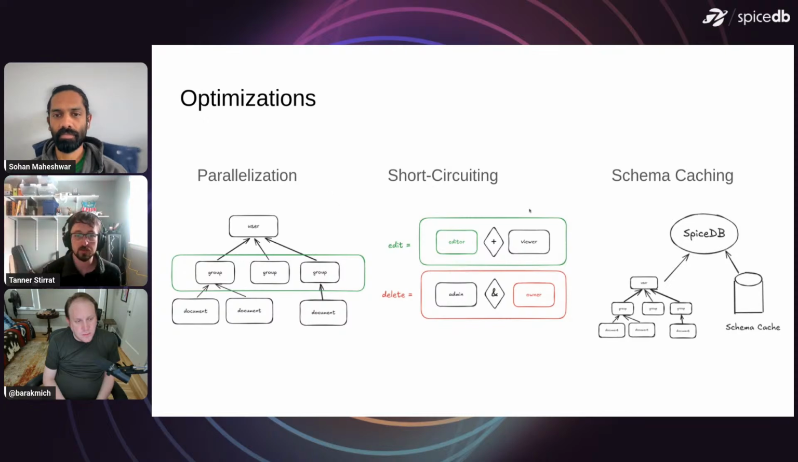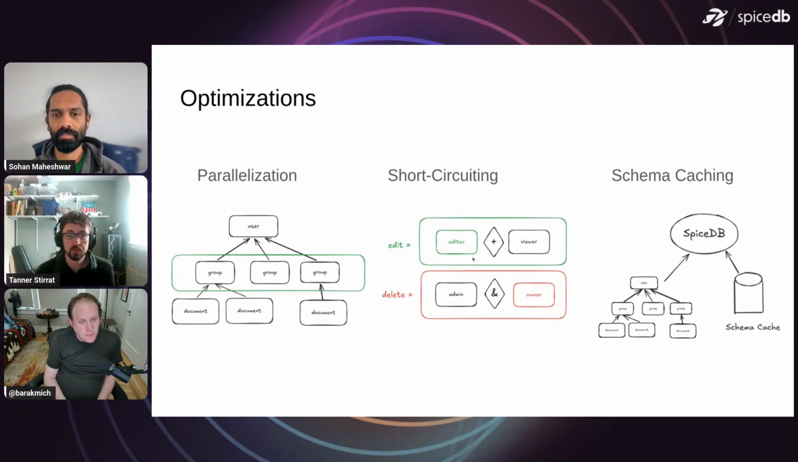There's short circuiting. So here's two examples of a permission, one with a union, one with an intersection. In the union case... Can you tell us what they do, the union and intersection? Sure. So in a permission, the union and intersection operators are basically saying, let's look at the set of things on the left and the set of things on the right, and then consider them together.